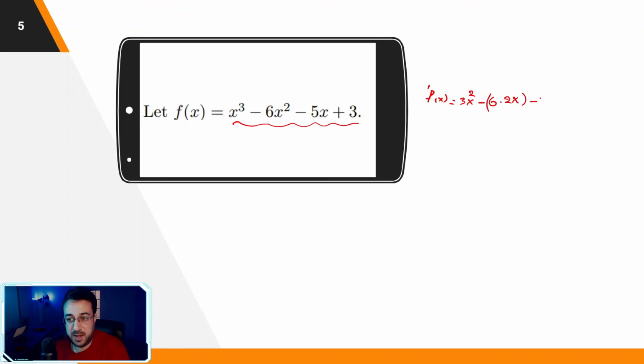You have minus 5 multiplied by x, that's minus 5. Because x to the power of 1, then 1 minus 1 would be 0, x to the power of 0 would be 1. So it will vanish. And 3 is a constant, so it will be eliminated with the derivative. So your final simplified solution for this expression derivative would be 3x squared minus 12x minus 5. And that would be your final answer.